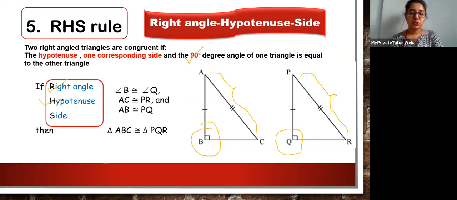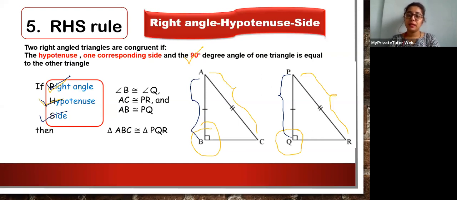Let's check if there is any side. You can see that AB is congruent to PQ. So all the three criteria are fulfilled now. The hypotenuse is congruent, the right angles are there, and one side is congruent. Therefore, the given triangle ABC is congruent to triangle PQR by the right angle hypotenuse side test.